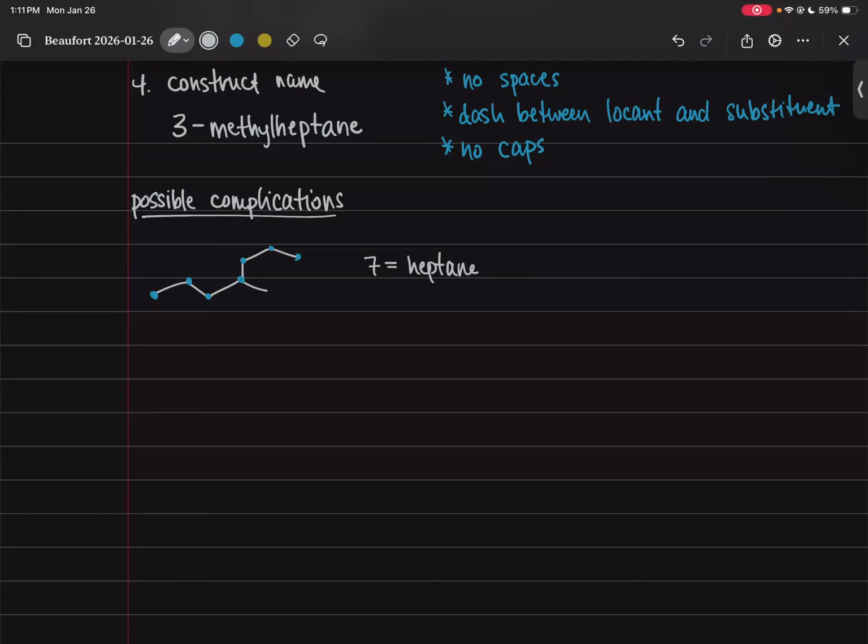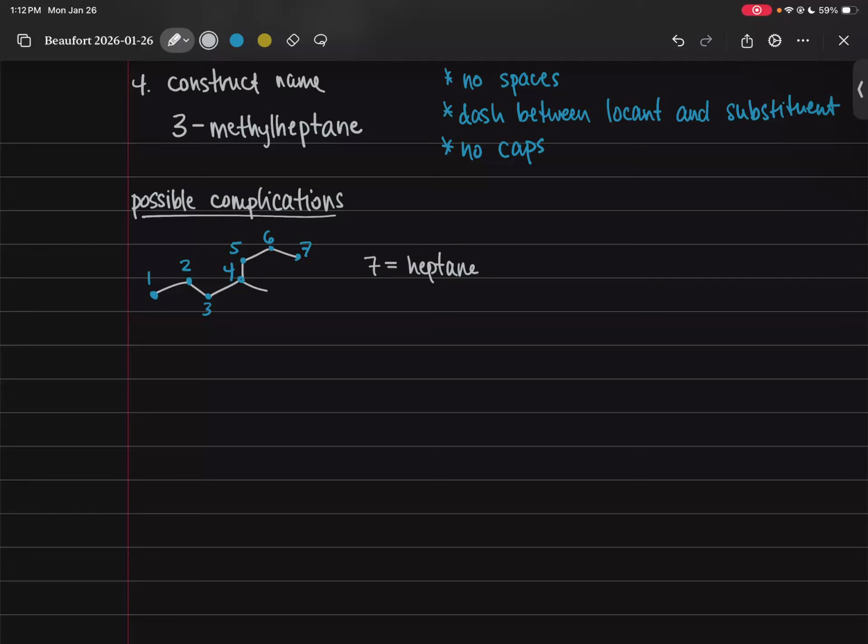Okay, now we need to number our chain, and we want the substituent to be on the lowest number possible. So, well, we can't start in the middle. We got to start at one of the ends. Yeah, it's in the middle. Yep. So I went from the left, but you can also go from the right. In either case, you're going to get that our substituent is on carbon number 4.